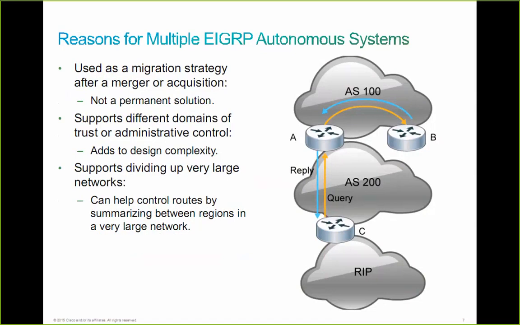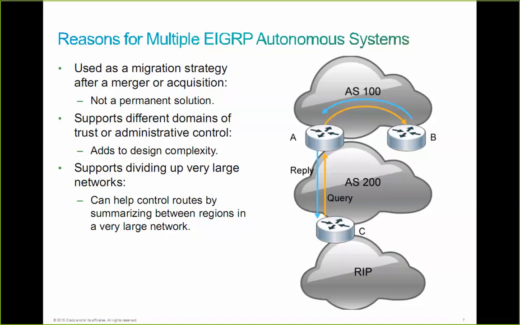What about migrating after a merger or acquisition? We have two companies that merge, or one company acquires another company. So in the process of bringing those companies together, we have two different autonomous systems. That's a short-term thing, right? Ultimately, we would want to implement one large autonomous system, one converged network, but that might be a scenario.